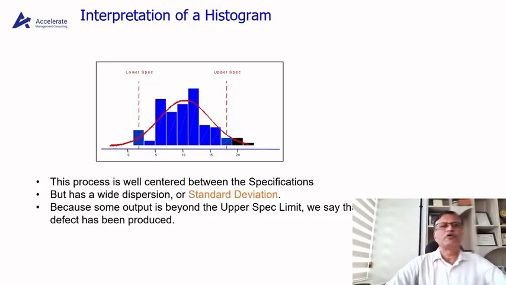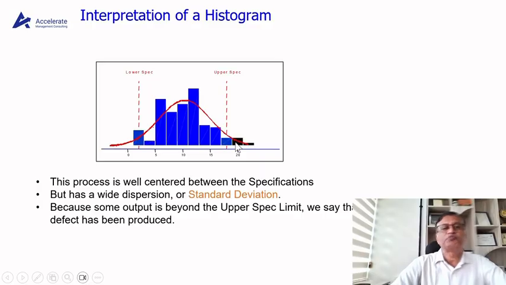So now that we have constructed a histogram, let's look at interpreting the histogram. If you get a histogram of your process data like this, that means your data is moving beyond the lower specification and upper specification limits. The data is well centered. However, it also has a large variation, so the dispersion is very high and the standard deviation of this data is higher. And since these data points are falling beyond the upper and lower specification limits, the process is also producing defects.